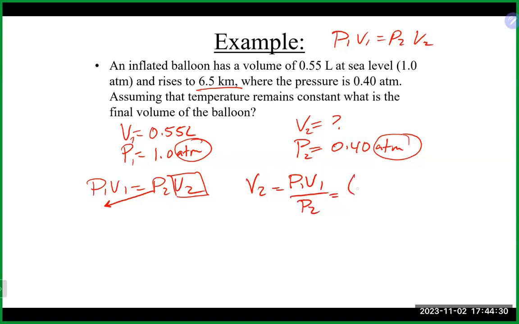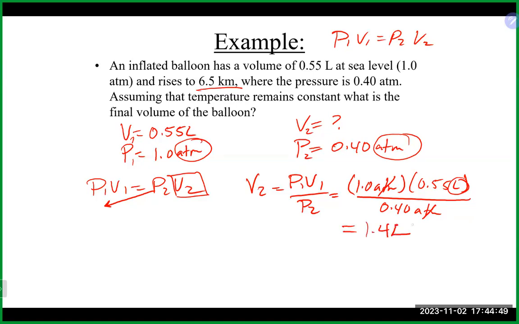Putting in our numbers here, 1 atmosphere, 0.55 liters divided by our 0.4 atmospheres. Atmospheres will cancel, going to leave us liters as our units in this case. And we will end up with, looks like, 1.4 liters in this case here.